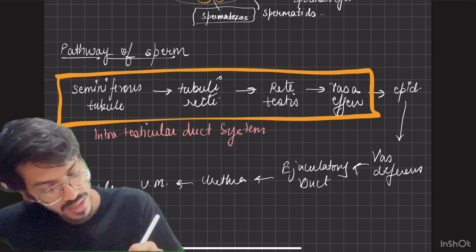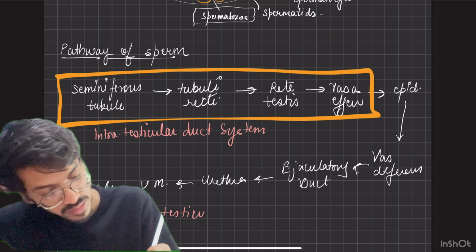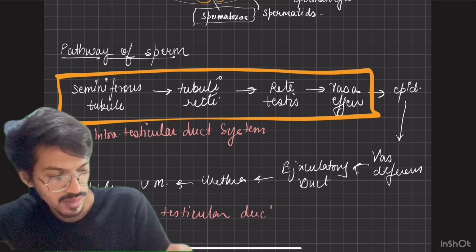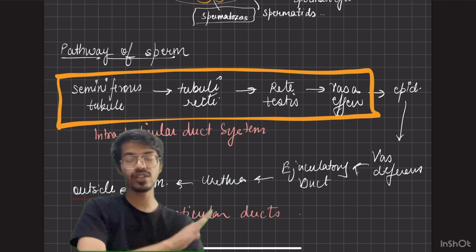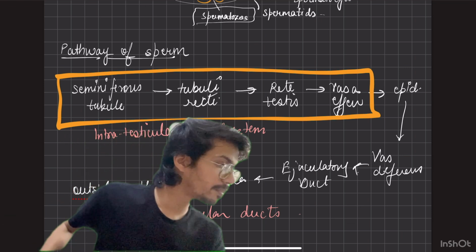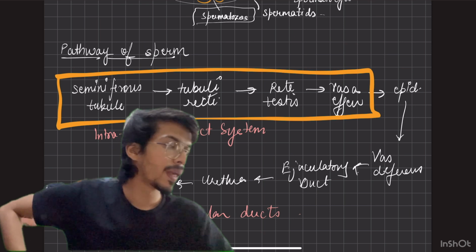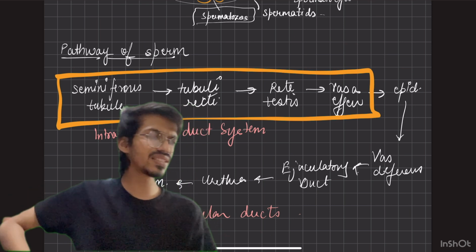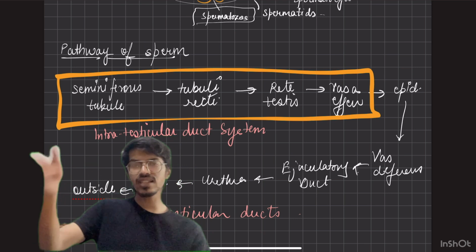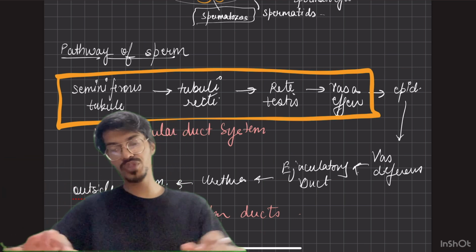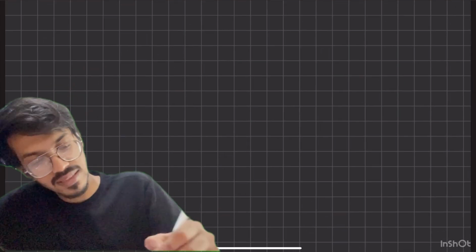And the rest is what? The extratesticular ducts. Okay, so this thing you have to remember. So the sperm pathway, we know that, we should remember it, very important. Moving on to the next one, we have talked about the basics of all these structures. The accessory glands are present, which we have not talked much about. So let's talk about the accessory glands.